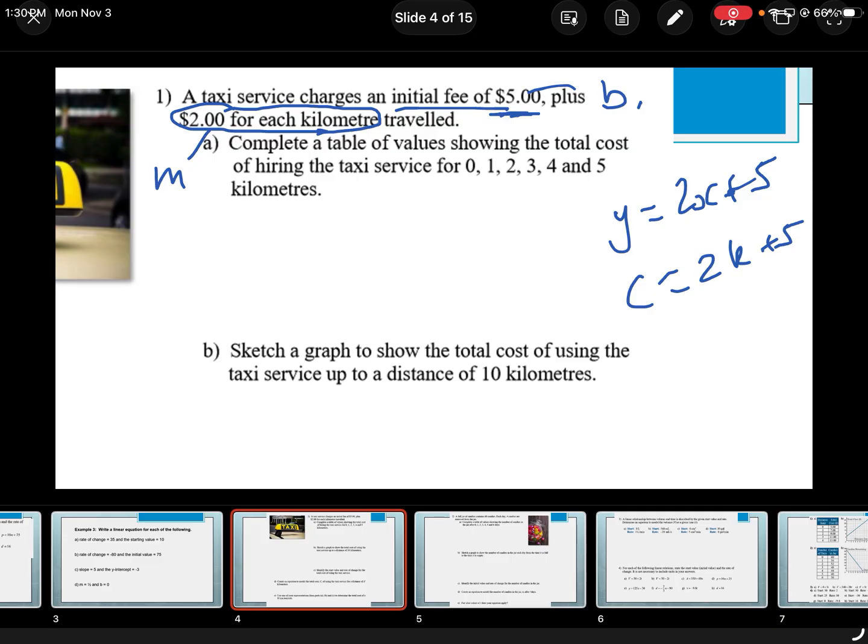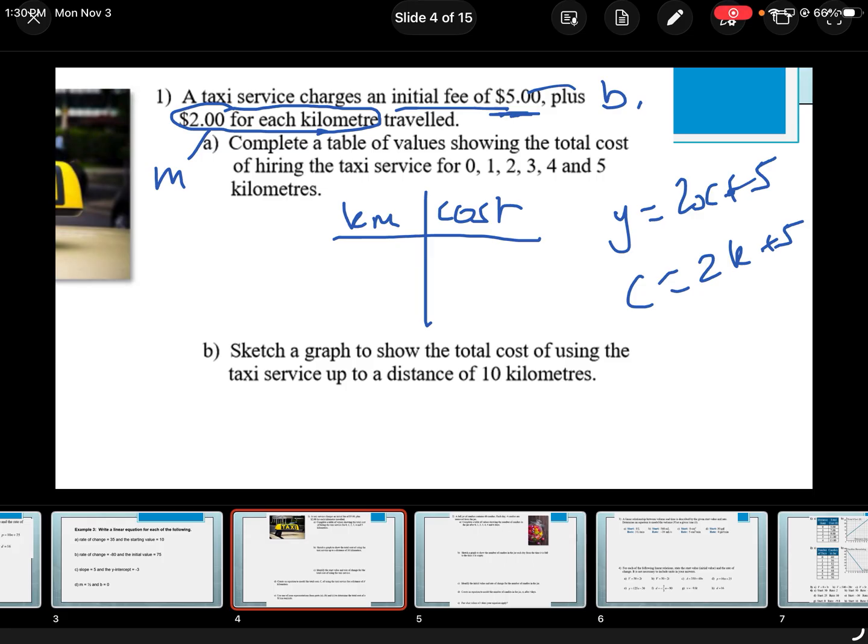So, complete a table of values showing the total cost of hiring taxi service for 0 to 5 kilometers. So we have our kilometers going to be here, and then our cost is going to be here, because our kilometers are independent. Cost is dependent, right? Cost is dependent on the kilometers.